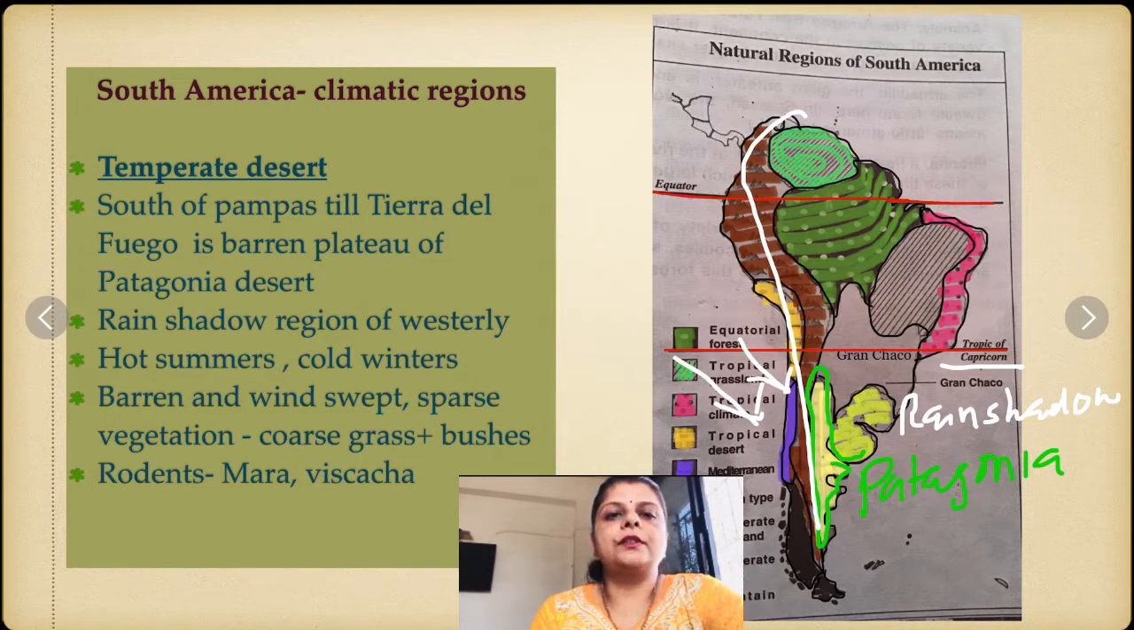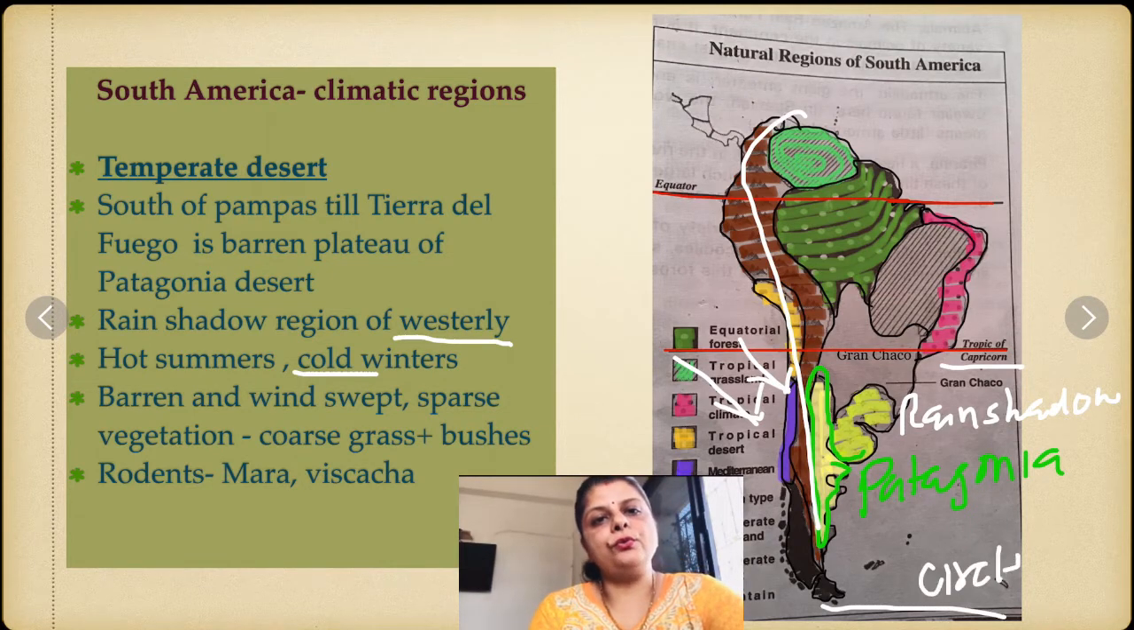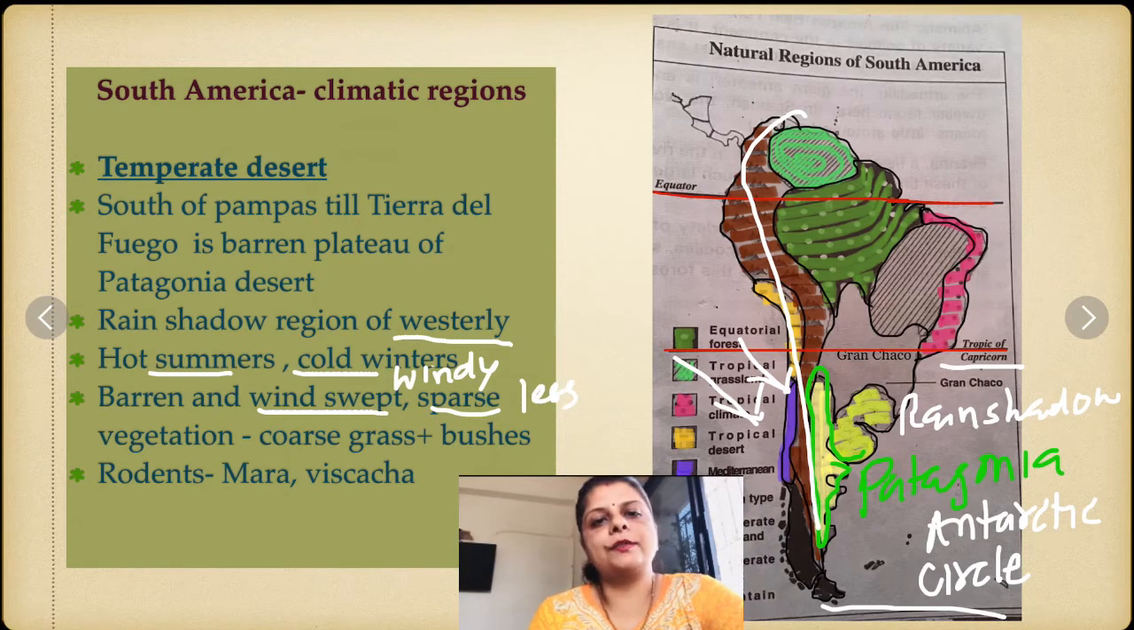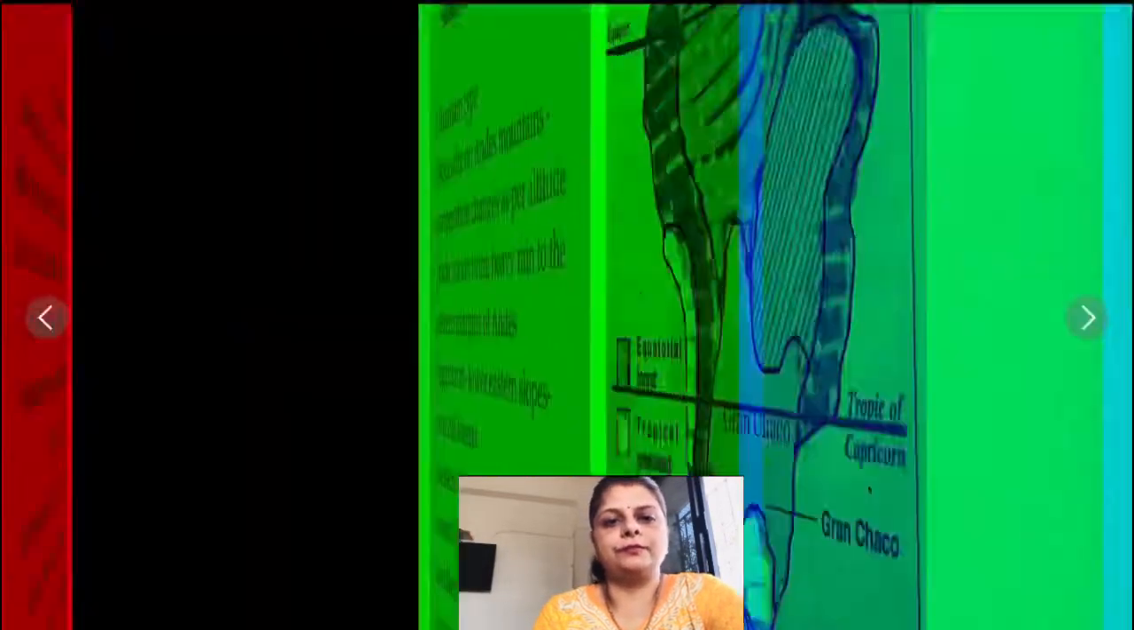So it is turned into a rain shadow region, but the temperatures are cooler here as it is located very close to the Antarctic circle. The summers are hot and winters are cold. It is a barren and wind-swept land region with sparse vegetation. The vegetation found here is very little, and this region is very windy. It has coarse grasses and bushes. Rodents like Mara and Viscacha are found here.